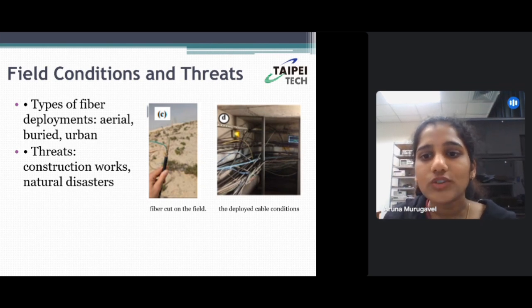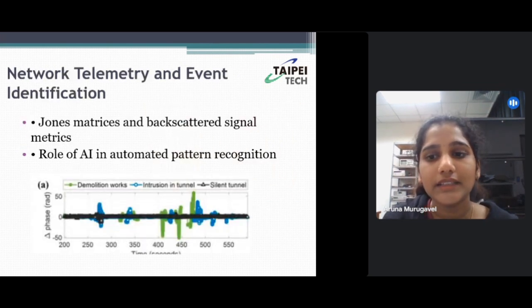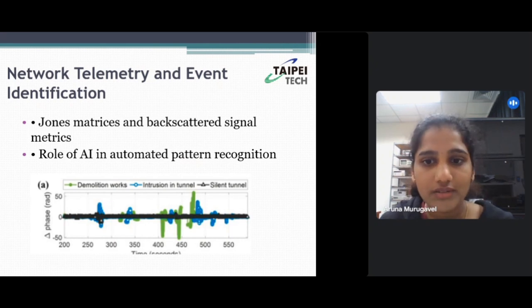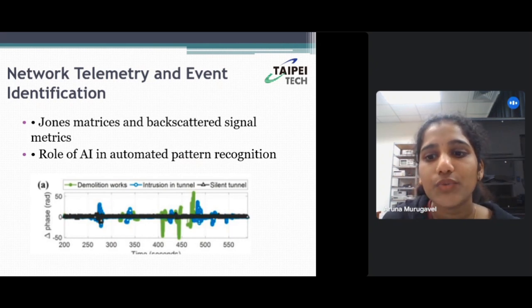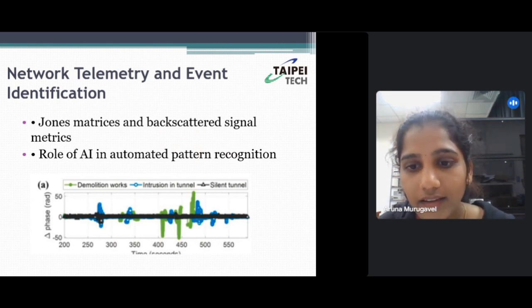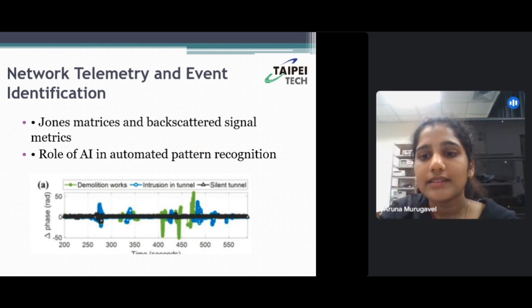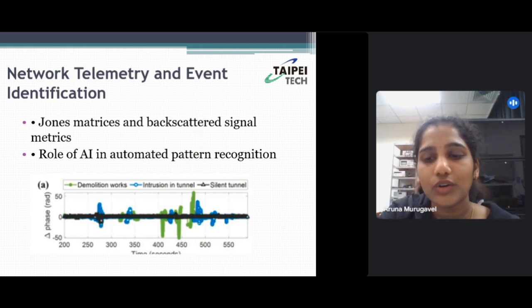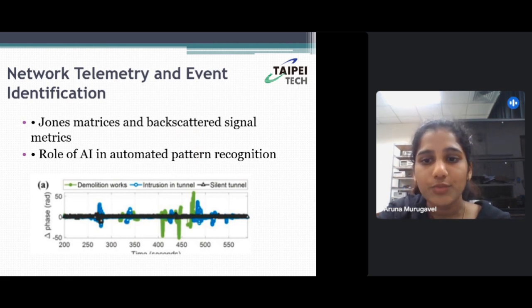Then the network telemetry and event identification. Network telemetry is further enhanced by tools like the Jones matrix and the backscattering signal matrix. AI integration plays a crucial role here. Automatic pattern recognition for events such as fiber cuts or intersections significantly improves the response time.